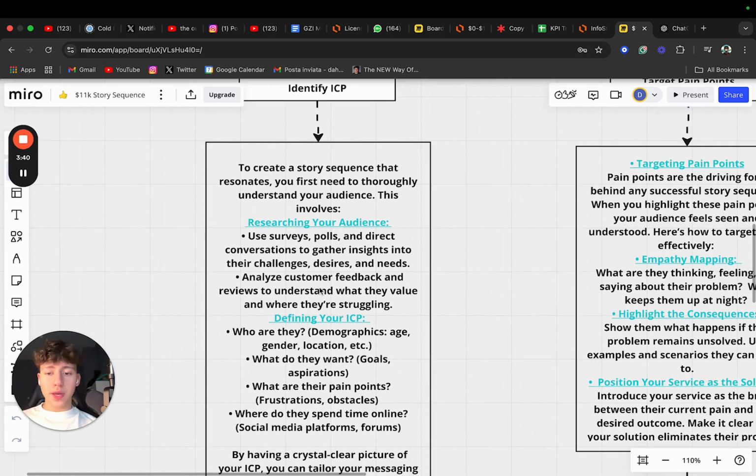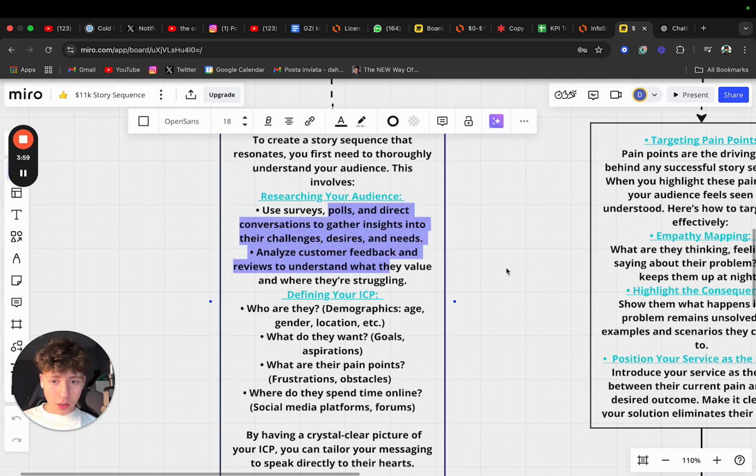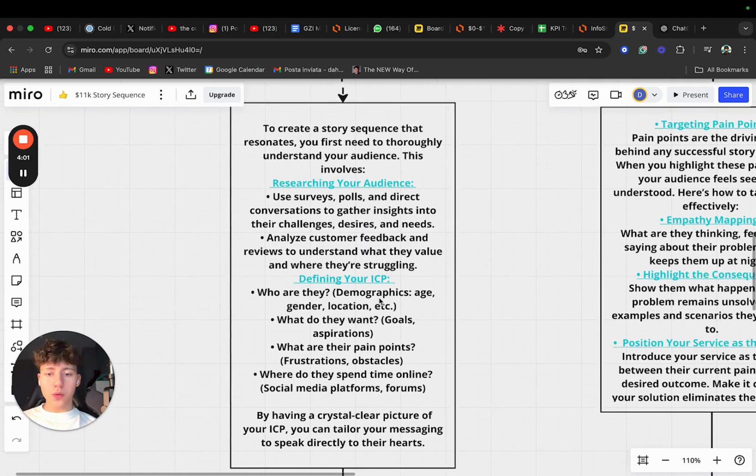Analyze customer feedback and reviews to understand what they value and where they're struggling. Something I find really useful, before starting to post the story sequences, is to try to have as many genuine, true conversations with people as you can. Try to get on calls with random people, ask them questions, do the things I told you here, and it's going to be really useful for you.